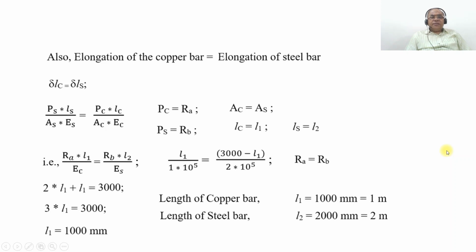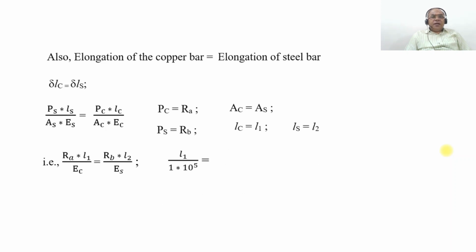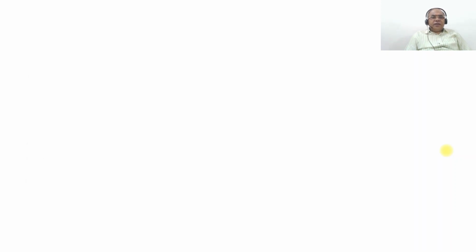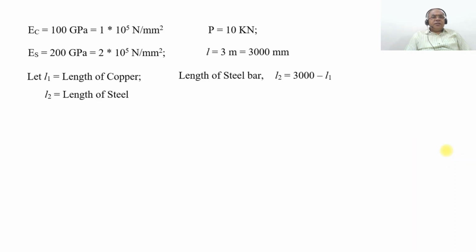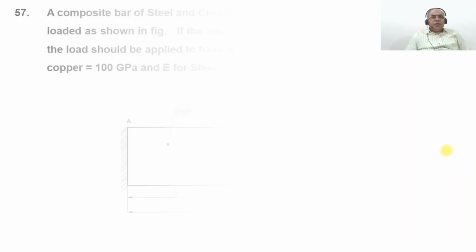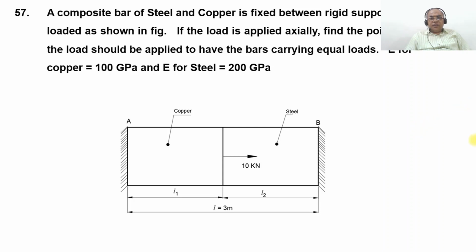So finally we can conclude that when the 10 kilonewton load is applied, L1 will be 1000 mm and L2 will be 2000 mm. This is how the total length of the bar remains 3 meters. So this is how you will be able to solve this problem. Thank you.